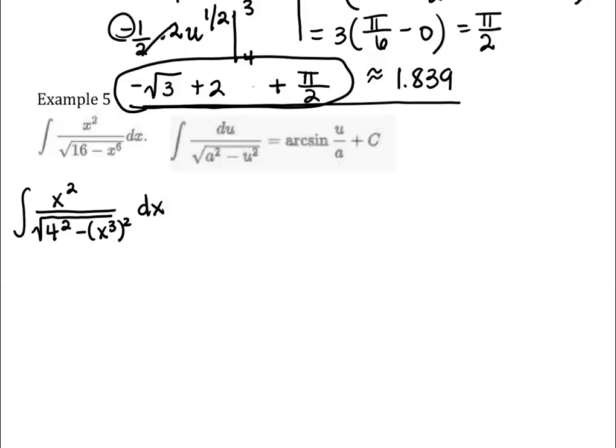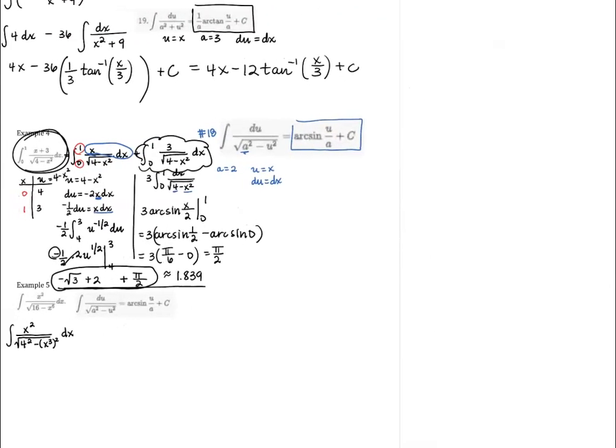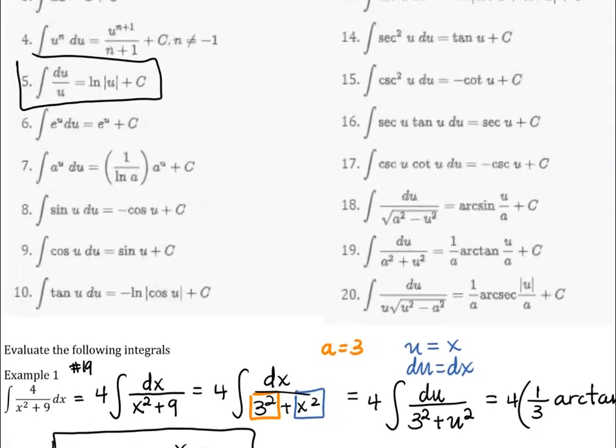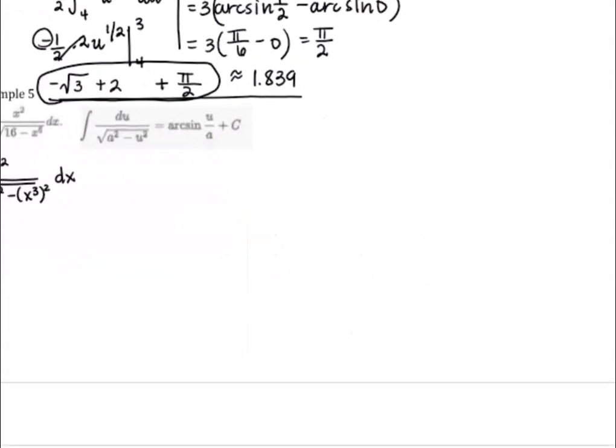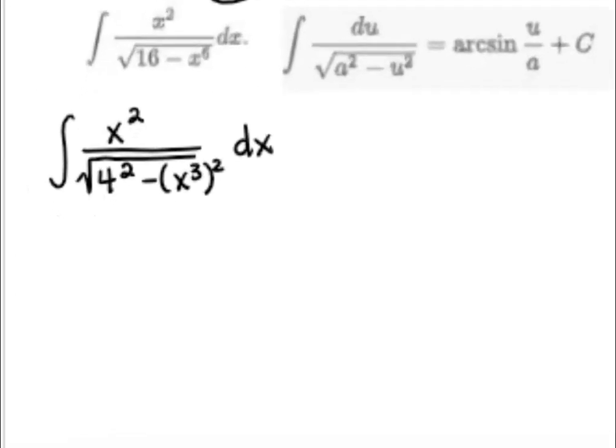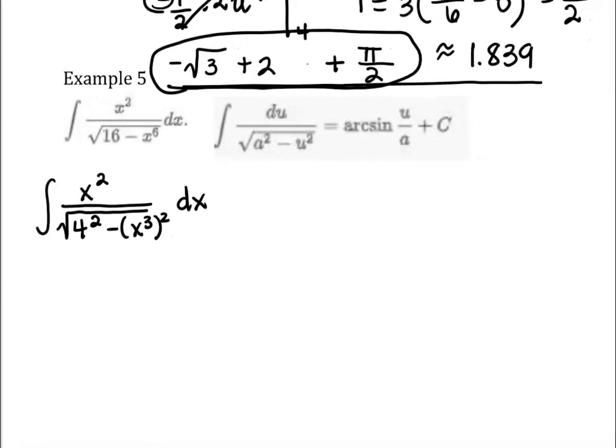So I know I can do that. Look at what's under that square root, 4 squared minus x cubed squared. That doesn't look like any of the other rules, right? It looks the most like 18. 19 doesn't even have a square root, and then 20 also has this u showing up outside of the square root in the bottom, and we don't have anything else like that. But then I understand still being concerned about this x squared that shows up in the top.